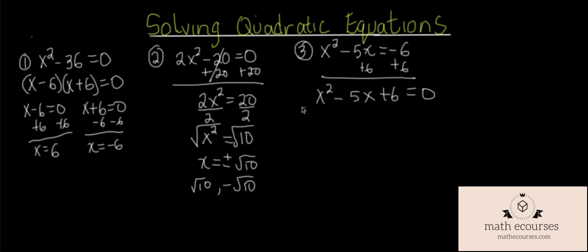So to factor this trinomial, I need to look for 2 numbers whose product is 6, and when I add those 2 numbers, I need to get negative 5. So that would be negative 3 and negative 2. Negative 3 times negative 2 is 6. Negative 3 plus negative 2 is negative 5, so I'm ready to factor. Just plug those into parentheses.